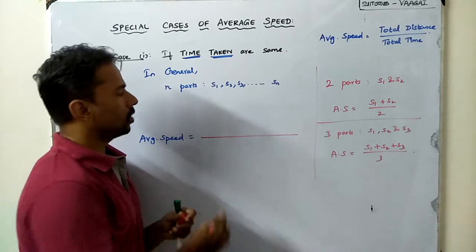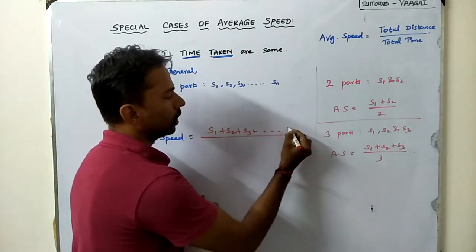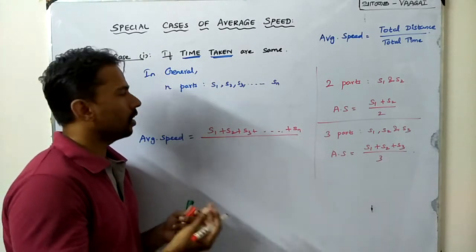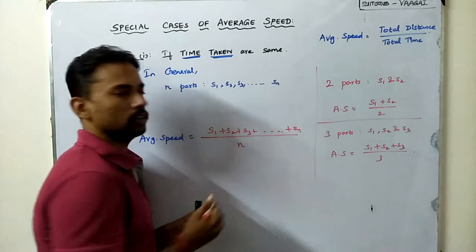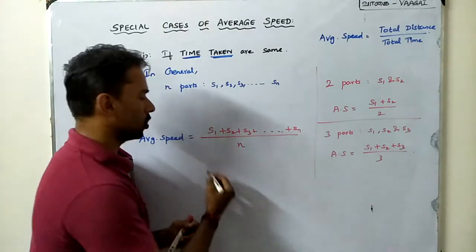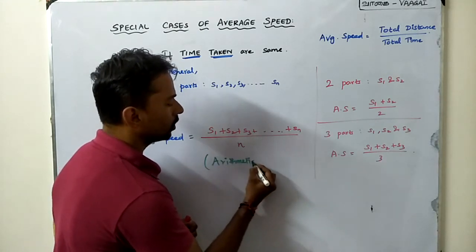It will be nothing but S1 plus S2 plus S3 up to the last speed, which is Sn, whole divided by totally how many parts there are. There are n parts, so I should divide by n. So this will be the average speed. Actually in mathematics we call this expression the arithmetic mean.